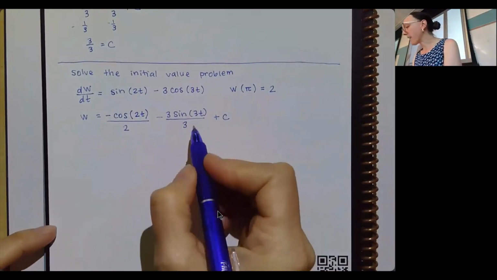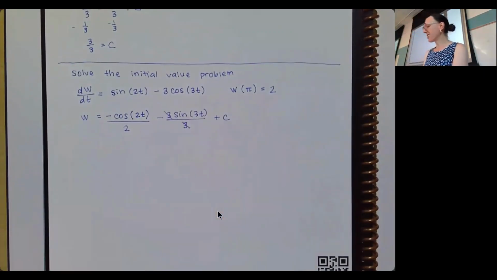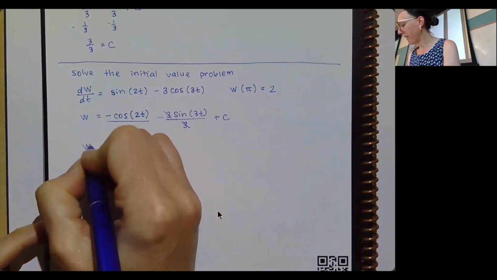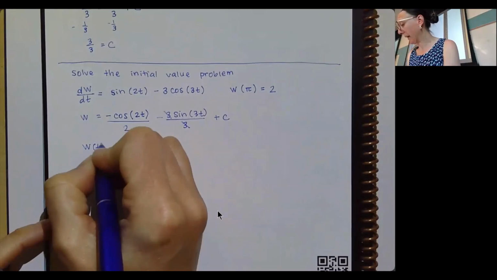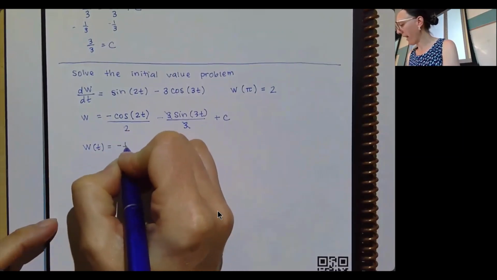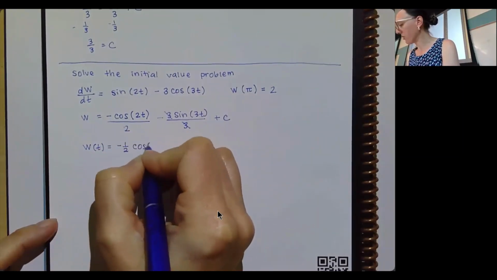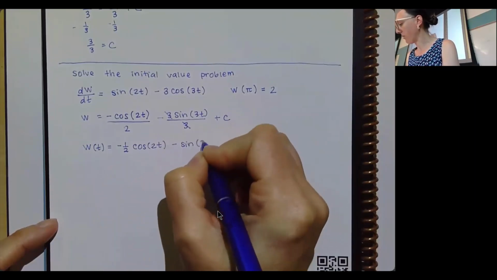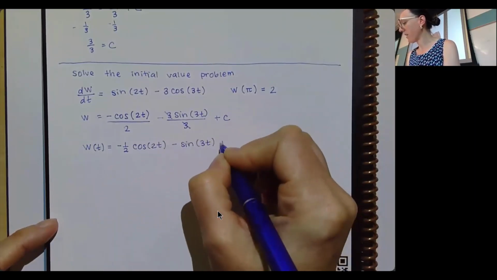Certainly these 3's I can cancel out, which is kind of nice. So if I wanted to clean this up just a little bit, or even just think about rewriting it a little bit, I would have negative 1/2 cosine of 2t minus sine of 3t plus a constant.